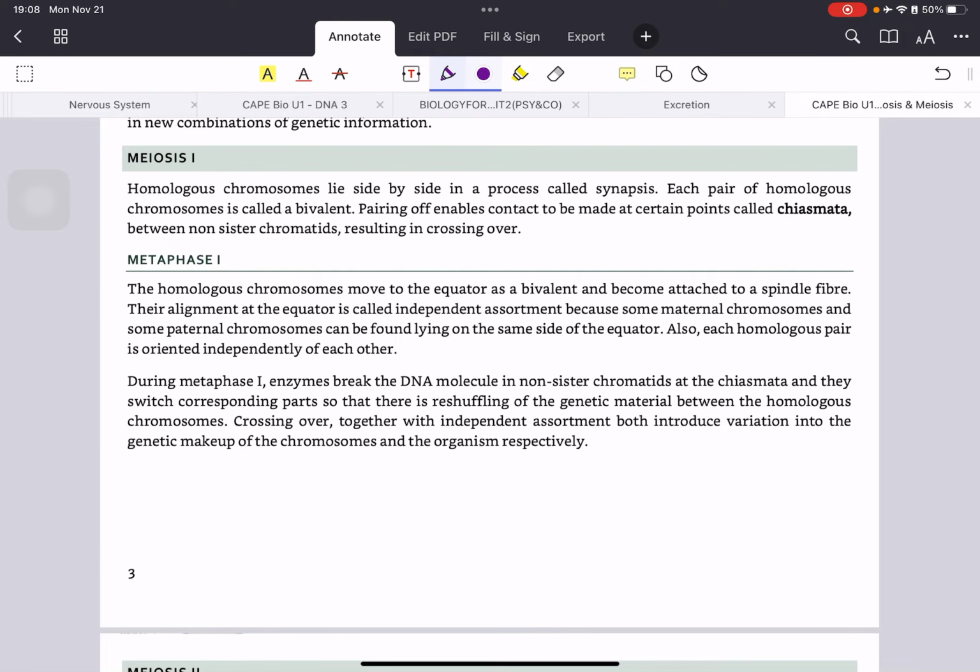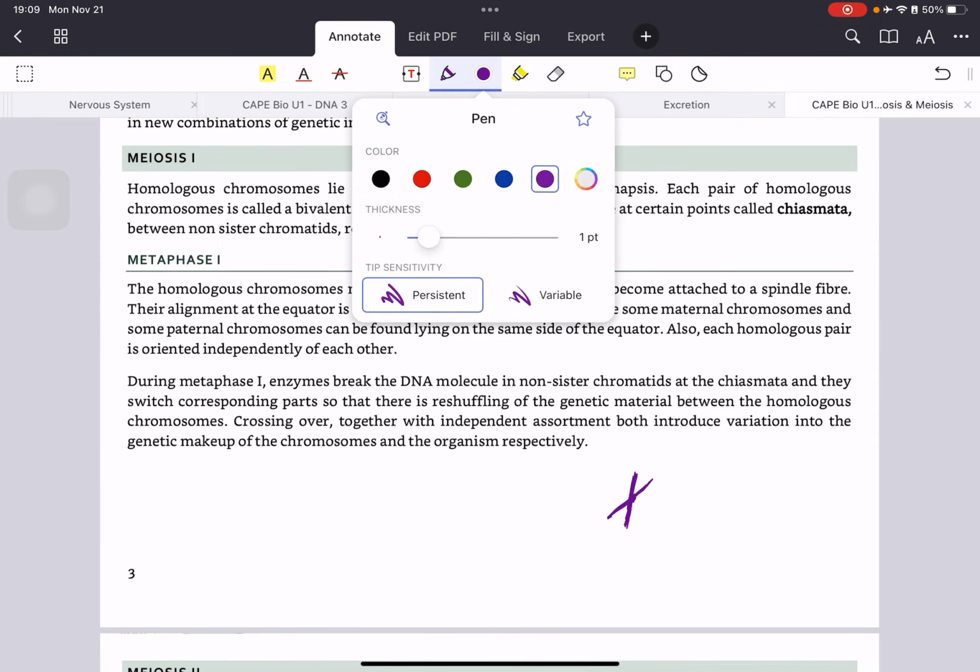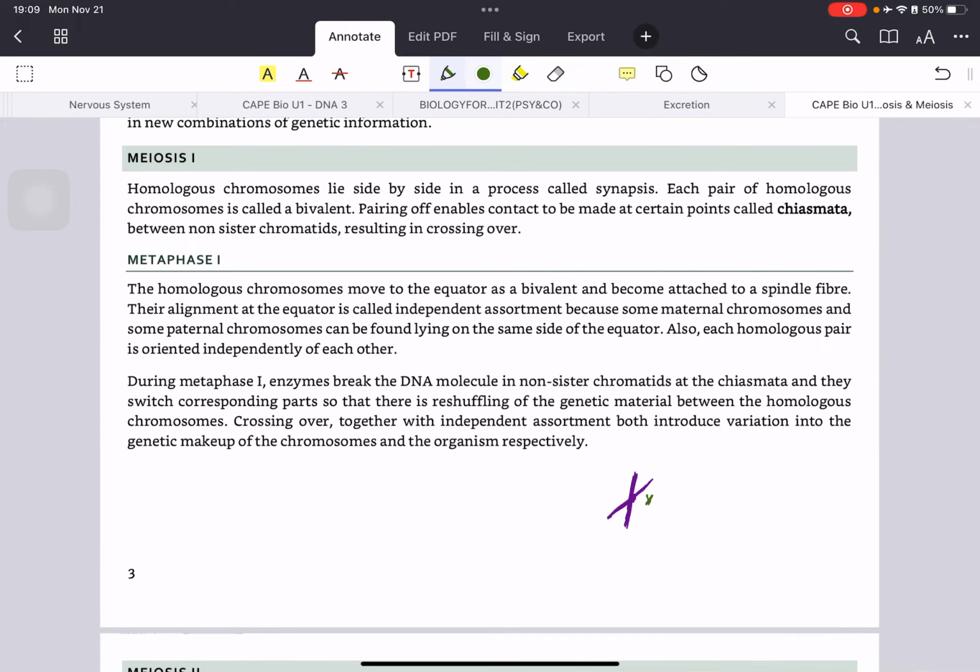Right, so meiosis I. The homologous chromosomes would lie side by side, and we call it synapsis. Each pair of chromosomes is called a bivalent, right? So pairing off enables contact to be made at certain points between non-sister chromatids, and that results in crossing over. So it looks like you have one chromatid here, short and long, and then you have a next one very close, and there's a crossing over right there, and that is exchanging of information, right?